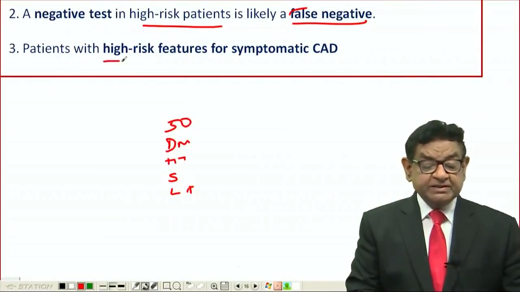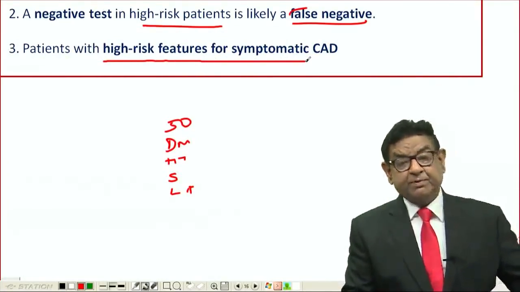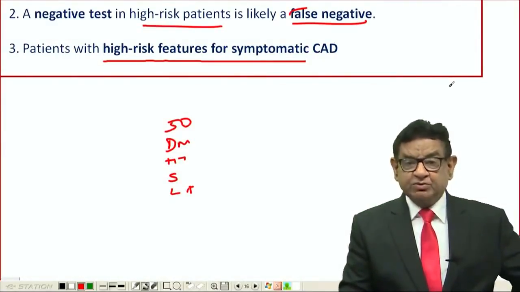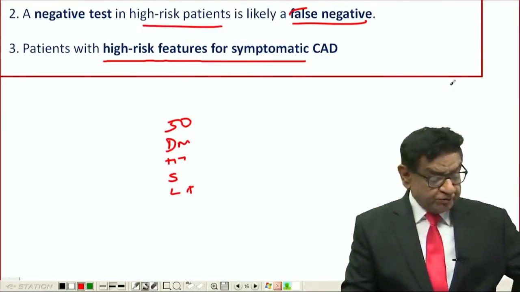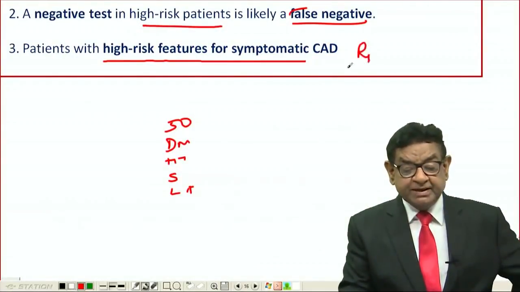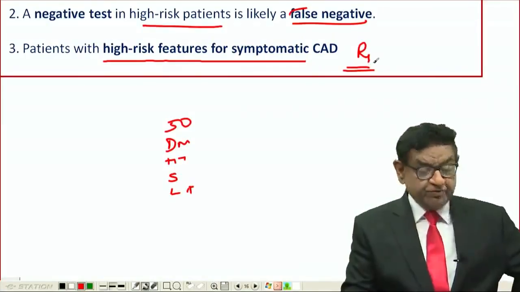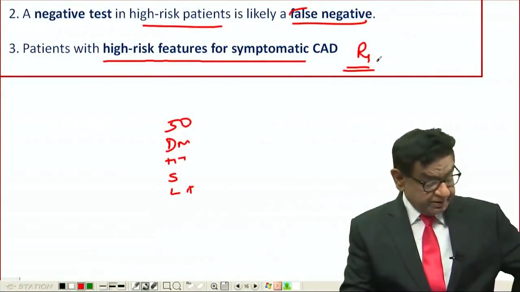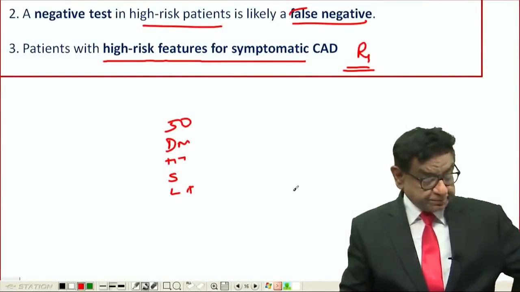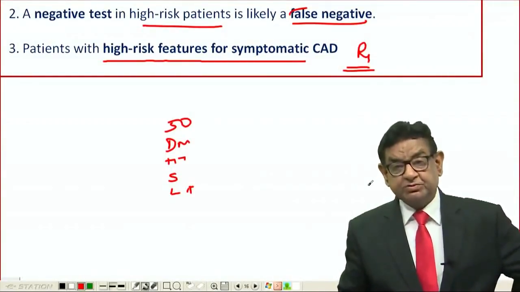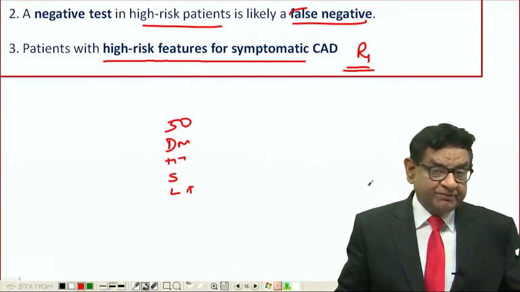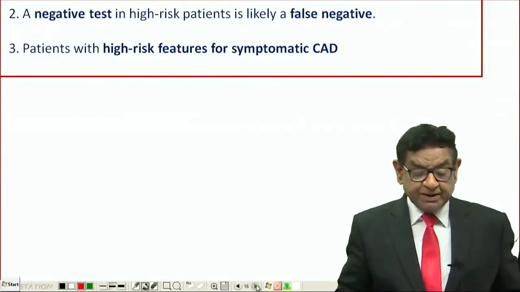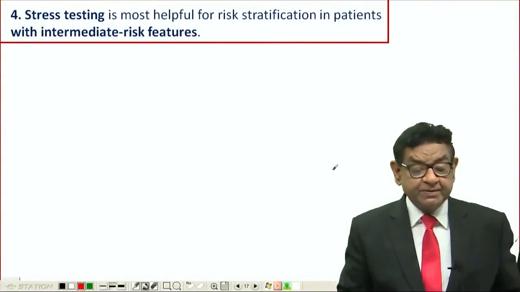Okay, a patient with high-risk features who is symptomatic. Suppose we get one patient who is high risk and symptomatic. Should we wait for the reports? No, we start treatment immediately. We don't have to wait for these reports to come; we keep on doing other investigations. Next point: once we start treatment, at the same time we also plan further cardiac evaluation in the form of echo or angiography, depending on what we are planning.